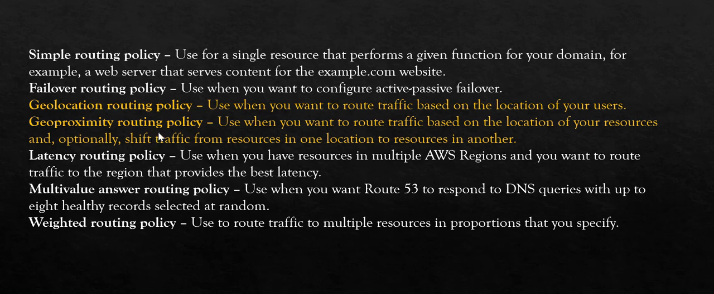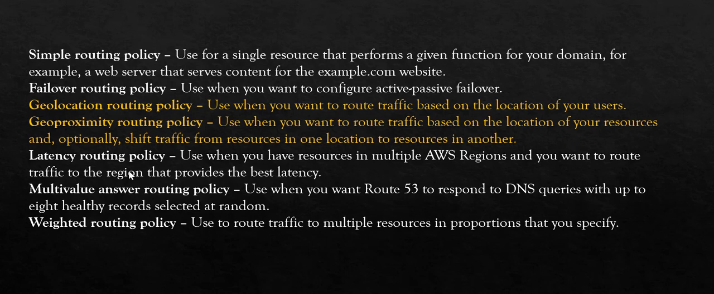Geoproximity routing policy. This is used to route the traffic based on the location of your resources and optionally shift the traffic. So this is proximity. If you have multiple EC2 instances, and certain EC2 instances are in close proximity to the user, suppose the user is trying to access it from India and there is an EC2 instance in India, then that person will be routed to those EC2 instances because they are in close proximity. So this is not what our question is looking for.